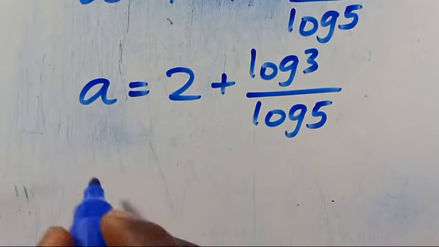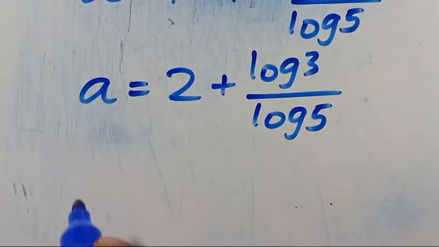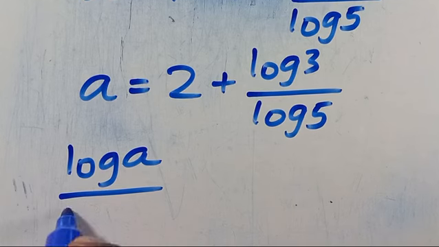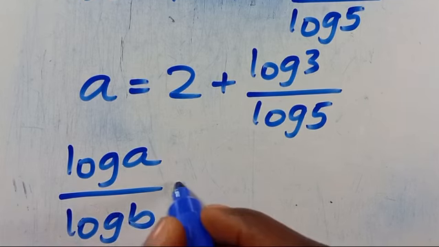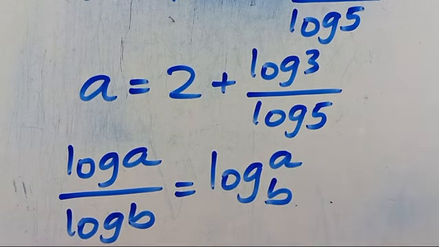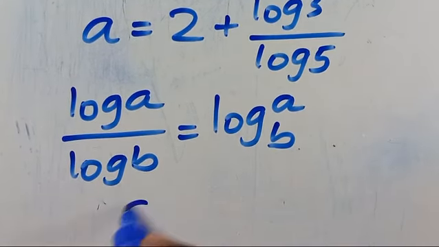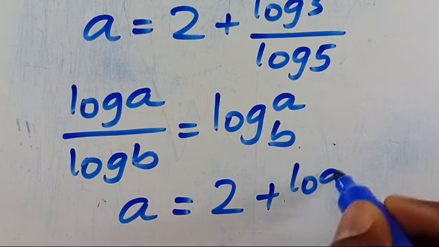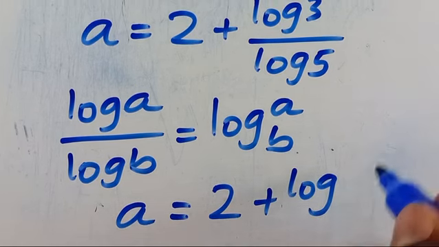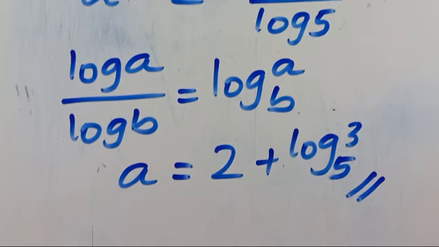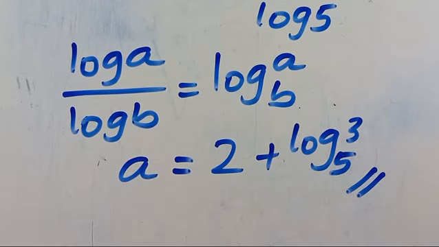Then let us recall that when we have log of a divided by log of b, it equals log of a in base b. So when we apply this, we are going to have a equals 2 plus log 3 in base 5 as the final answer for the value of a. So now, this is the value of a.